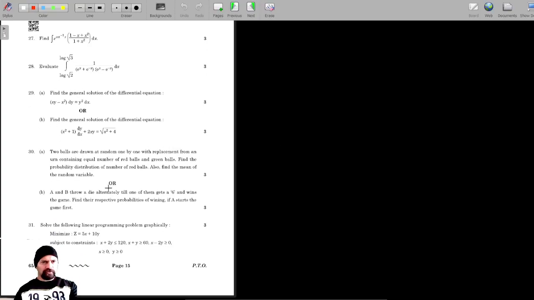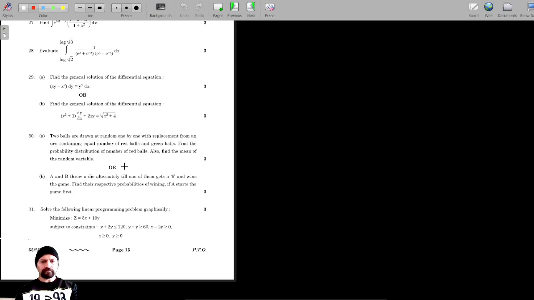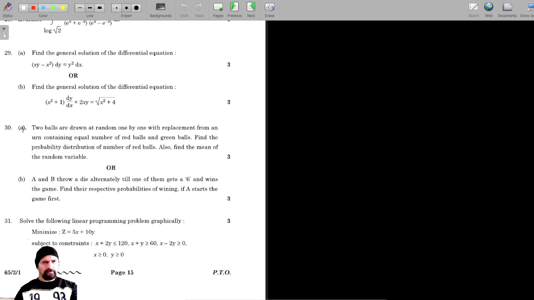For question number 30, it's given that two balls are drawn. This is part A. Two balls are drawn at random one by one with replacement from an urn containing equal numbers of red and green balls, and we have to find the probability distribution of the number of red balls, and also find the mean of the random variable.